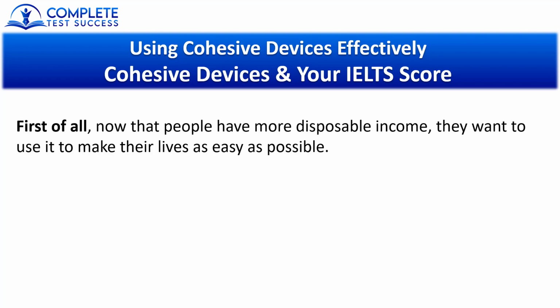First of all, now that people have more disposable income, they want to use it to make their lives as easy as possible. So here we have the cohesive device first of all. And what that shows me is that there will be another idea to support this view later in the essay. So it does give me some extra information, but if we needed to remove it, we could.